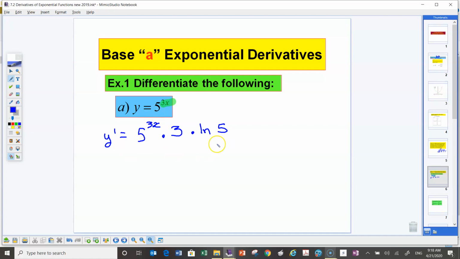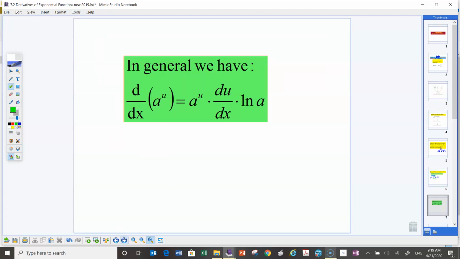Now, there's nothing you can do to simplify this. The biggest mistake people make is they want to multiply the 5 and the 3 together to get 15 to the 3x, but that is not allowed because the 5 has a variable in the exponent, so that is your final answer right there. So here is the general rule. Again, this is the first part where it's itself. This is the derivative of the exponent, and again, the natural log of the base.